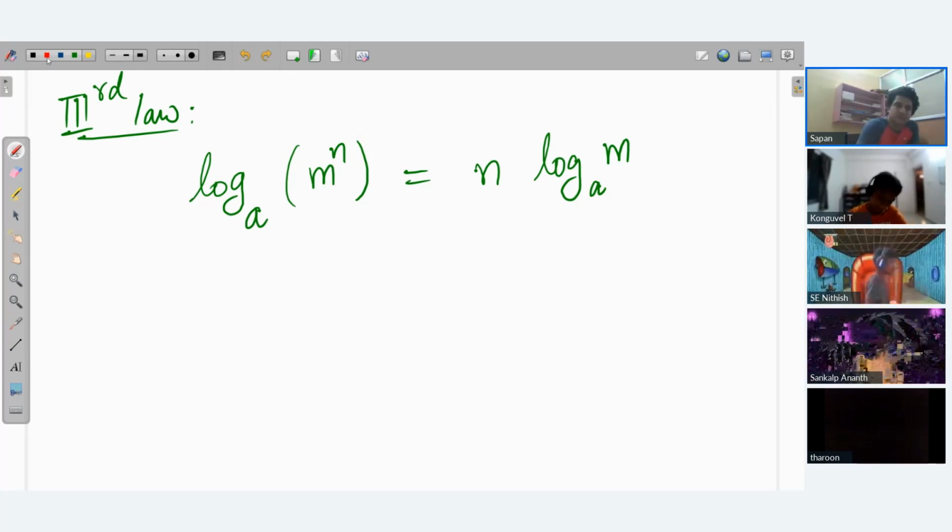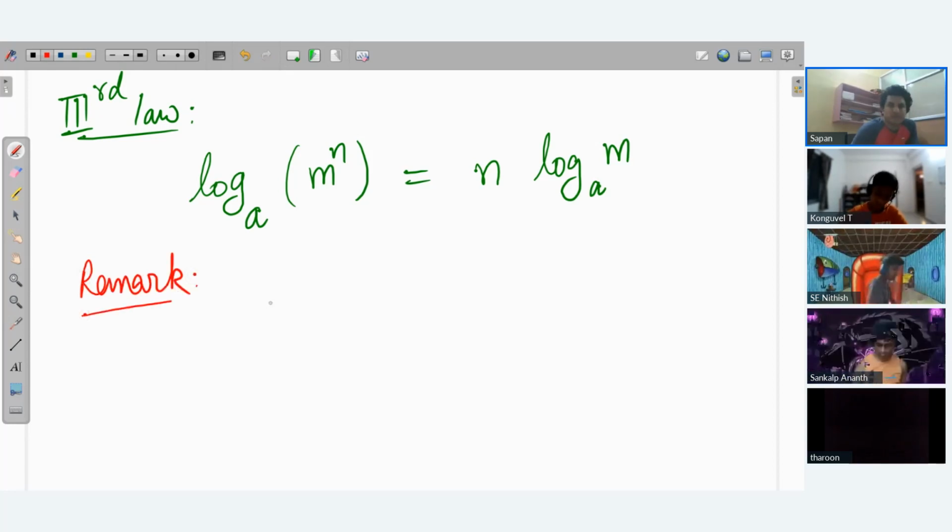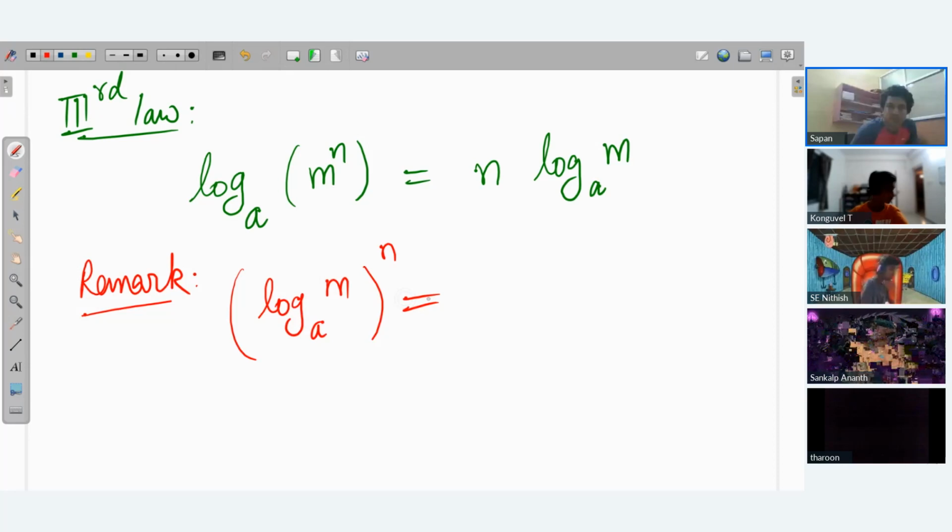Here also, there is a remark. The remark is, if you have log m on base a whole power n, then this is not equal to n log m on base a.